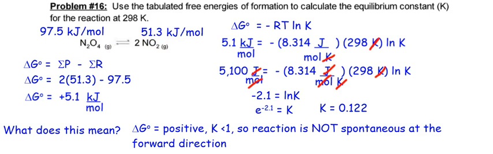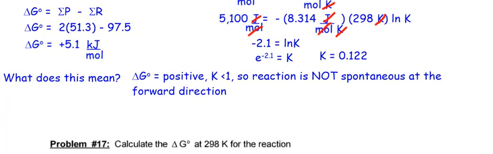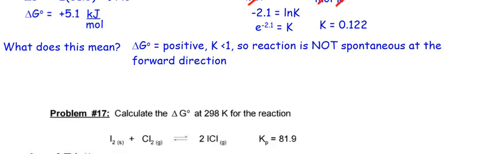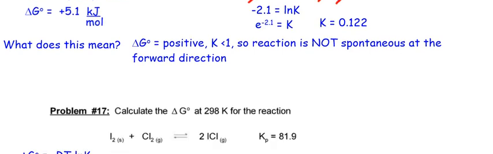All right. So let's look at problem number 17. It says calculate the delta G at this reaction. So we're going to do the opposite. I gave you Kp, you give me delta G. So before we start, let's think about this. Kp is a big number. Look at that, 81.9. What do you think that means about delta G naught? What do you expect to happen?